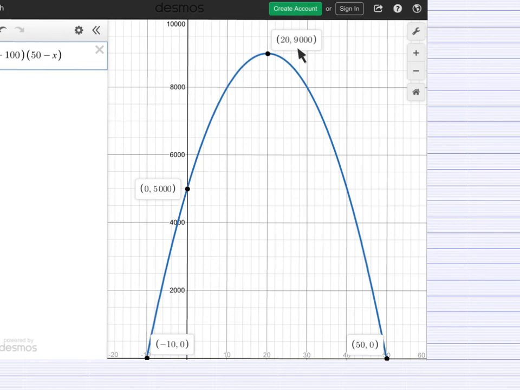So if they knock $20 off, they're actually going to make $9,000 instead of the $5,000 they were making earlier. So it's in their best interest to knock $20 off their ticket. I know that doesn't seem smart, but if you knock the price off, you're going to get more business, and they're going to end up making a lot more money. In this case, they're going to make $9,000, which is $4,000 more.